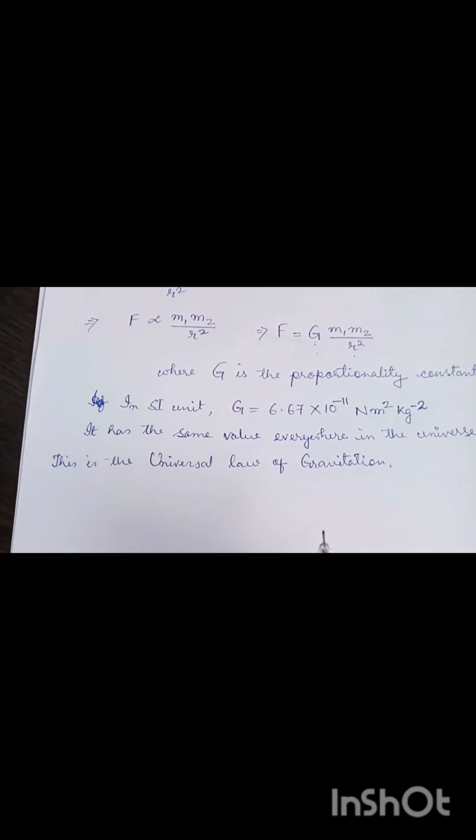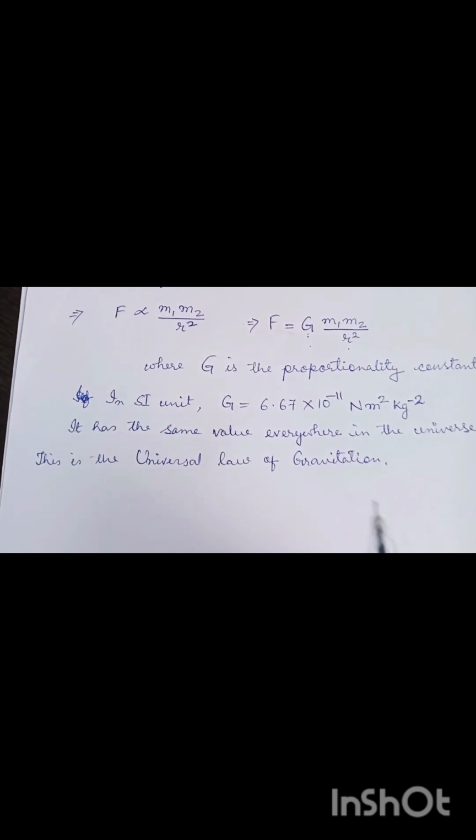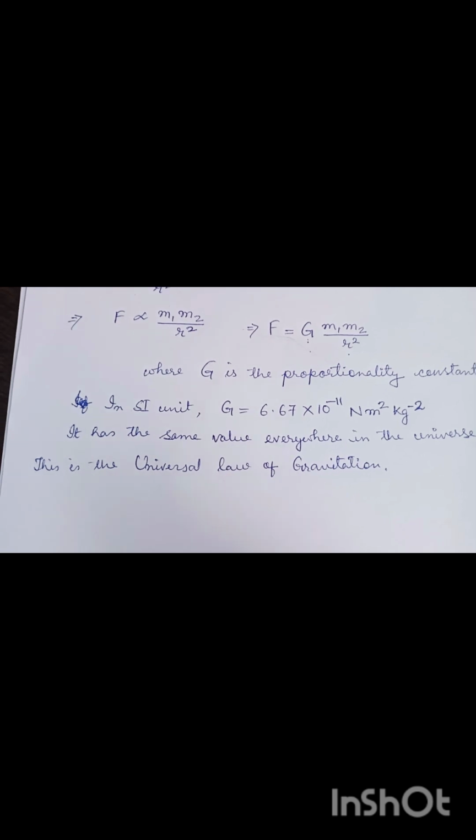This law states that every particle of matter in the universe attracts every other particle with a force which is directly proportional to the product of their masses and inversely proportional to the square of the distance between them. Both forces act along the same line and they are directed toward each other. There are some special features of gravitational force.